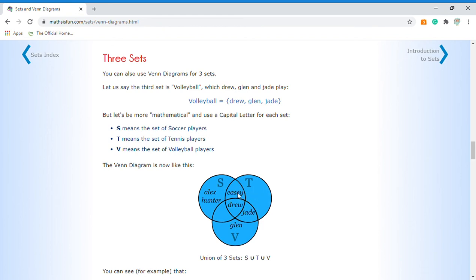Casey, however, this tells us that Casey, do you see that it's crossing here, is part of the tennis and the soccer circles, not the volleyball. Casey does not play volleyball, so we are keeping Casey out of the volleyball circle and putting it in the soccer and the tennis circle, the part where they cross. Drew, on the other hand, has a foot in each of the circles. Do you see that? Drew is a part of the tennis circle, the soccer circle, and the volleyball circle, which means that Drew plays all three sports.